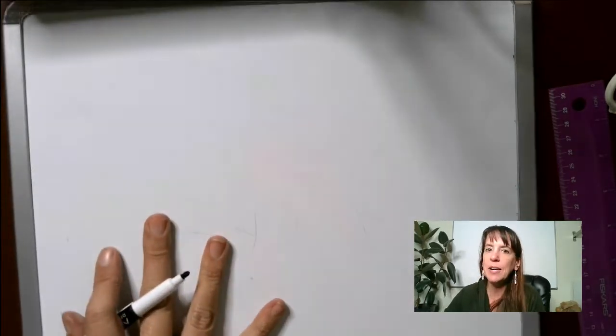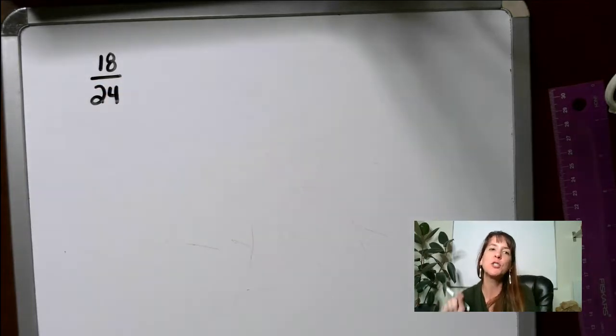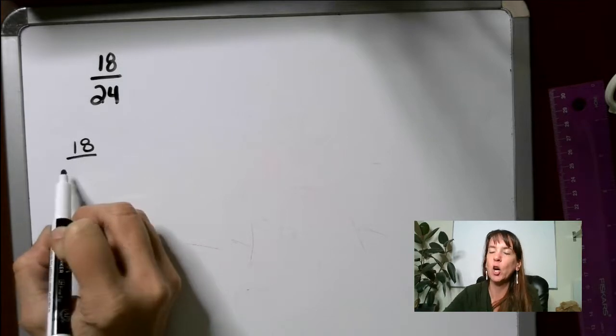Okay, so with all of that said, let's look at the next part. Example number 3 says reduce 18 out of 24. Now guys, there are many different ways to reduce fractions. The first thing that we can do is break up 18 and find my greatest common factor.